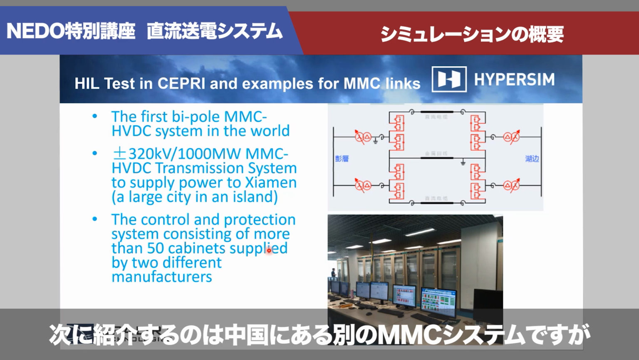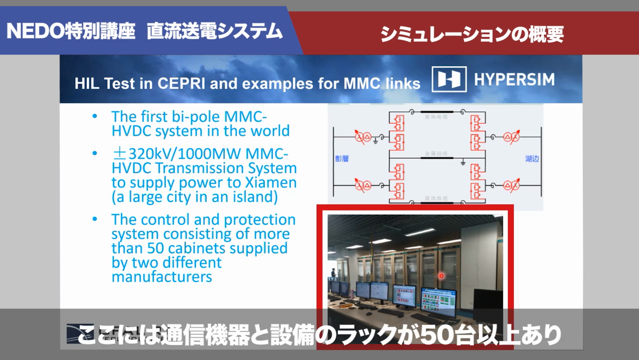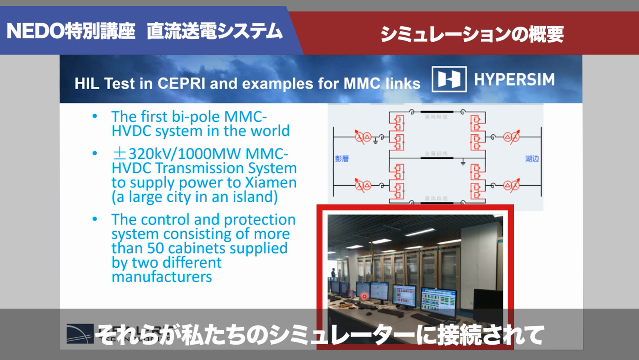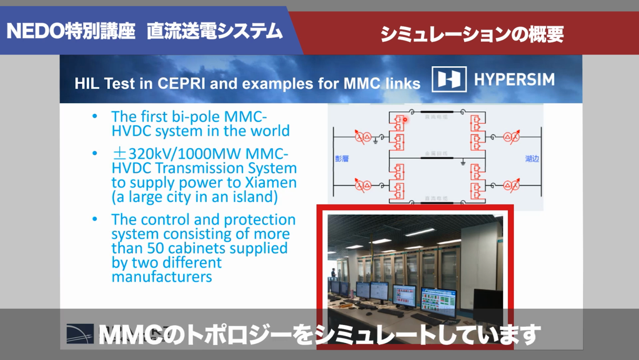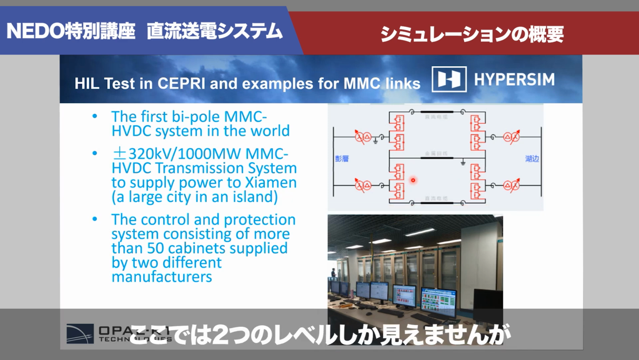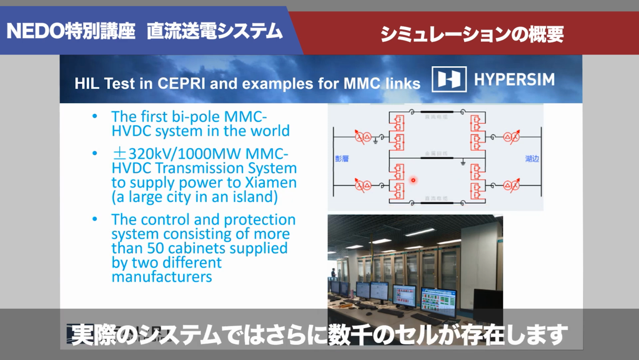So we have another MMC system. It's again in China, but another company. And there are racks over here, at least 50 racks of communication and equipment that are connected to our simulator to simulate the topology of the MMC. Of course, here you only see two levels, but the real system has many different levels: 100, 300, 500, and thousands of systems.